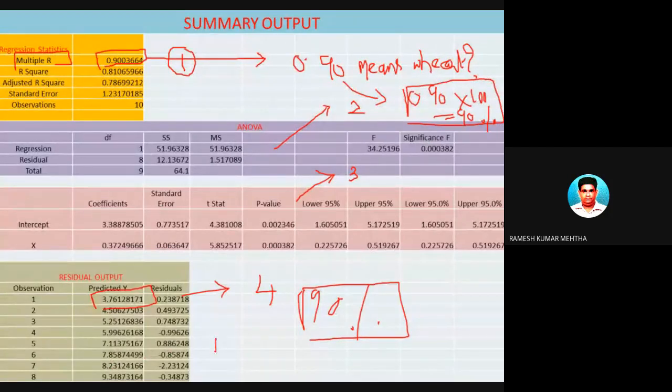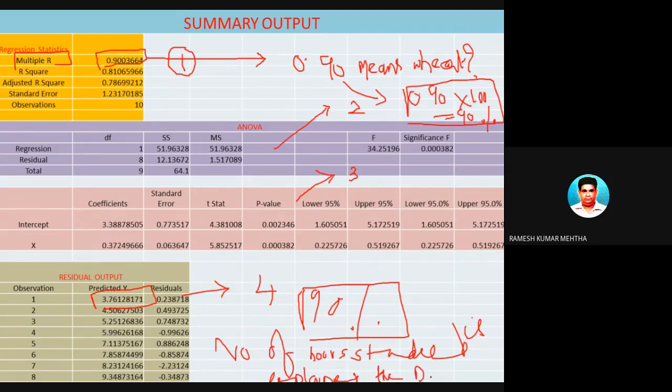So 90% means what? The single independent variable, which is the number of hours studied, is explaining the dependent variable, which is marks, 90%. The variation in the dependent variable is explained 90% by the independent variable.